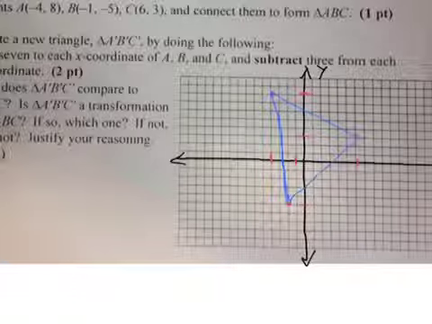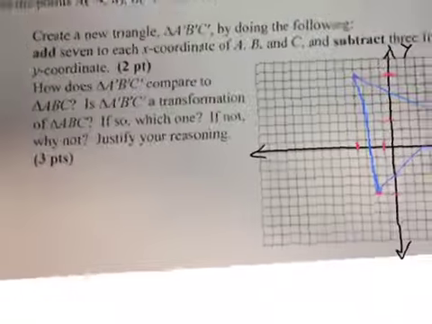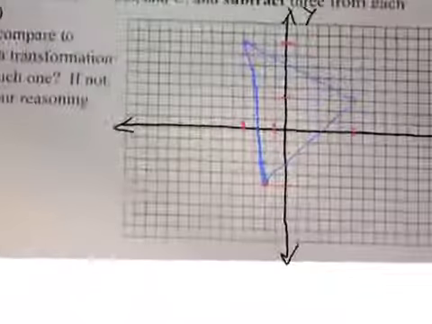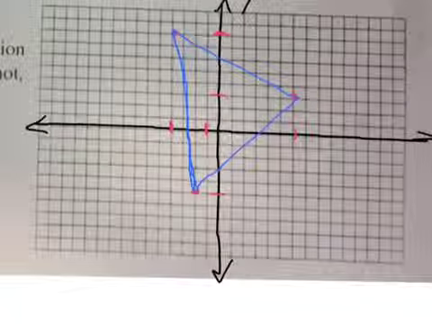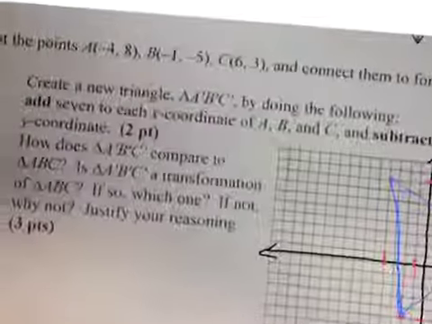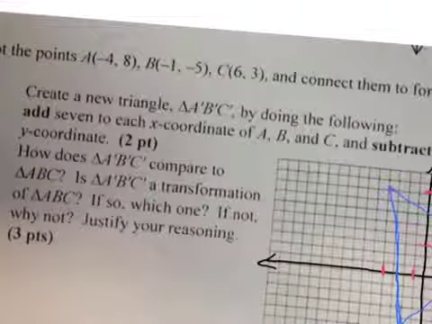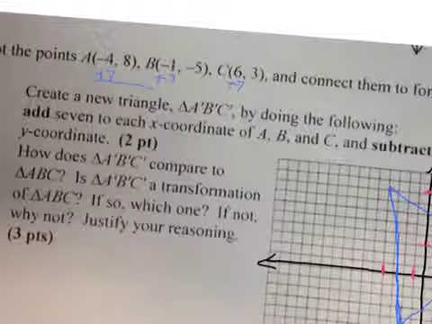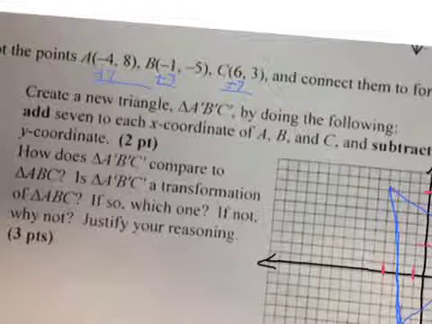So now, going to part A, let's read that. Create a new triangle, triangle A prime, B prime, C prime by doing the following. Add 7 to each X coordinate of A, B, and C, and subtract 3 from each Y coordinate. So over here, we're going to add 7 to each X coordinate, and subtract 3 from each Y. So subtract 3, subtract 3, subtract 3.